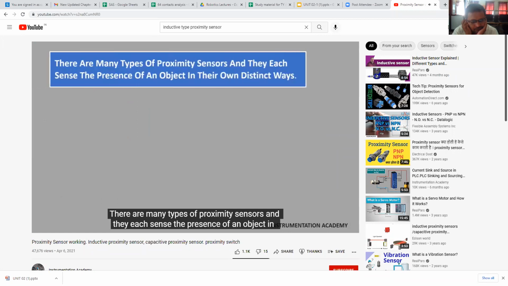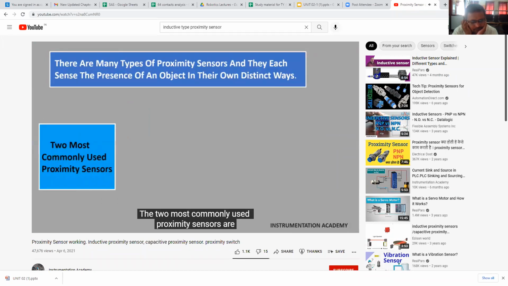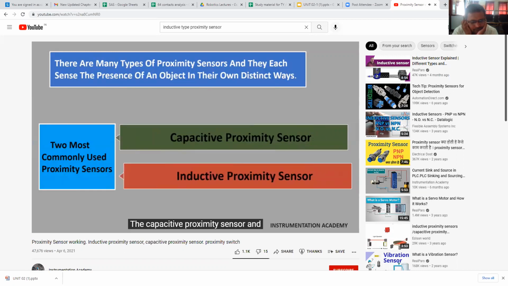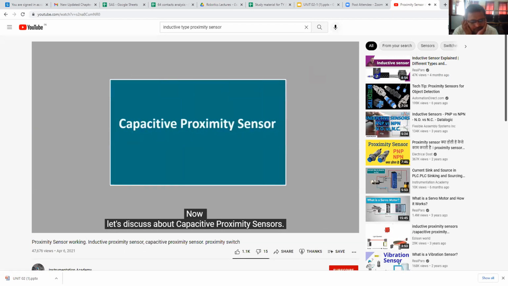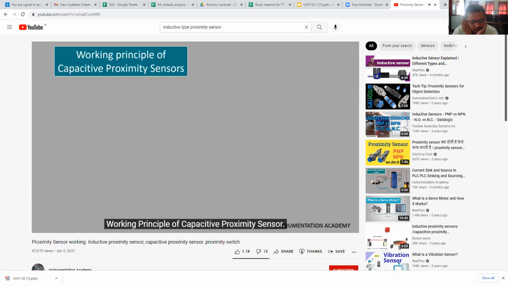There are many types of proximity sensors, and they each sense the presence of an object in their own distinct ways. The two most commonly used proximity sensors are the capacitive proximity sensor and the inductive proximity sensor. Now let's discuss about capacitive proximity sensors. Working principle of capacitive proximity sensor.